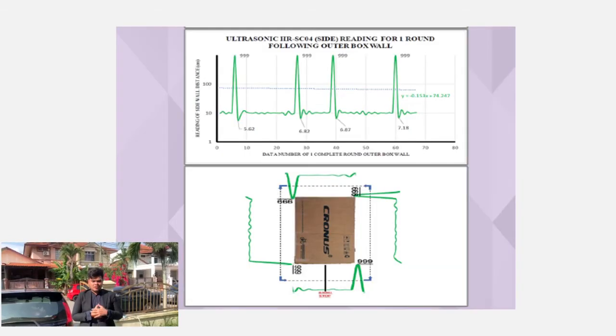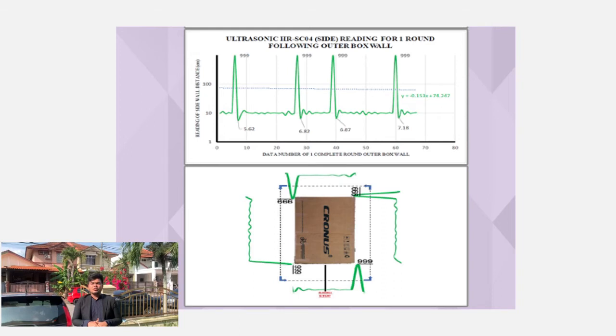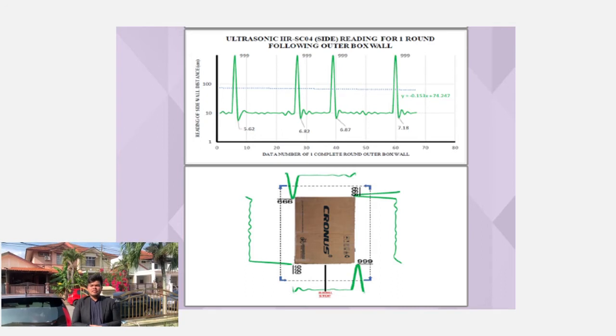The next graph is the ultrasonic HC-SR04 reading for one round following the outer box. As you can see, the plotted graph is for the left side ultrasonic sensor only. It illustrates the movement of the robot. The 999 cm shows the reading of the ultrasonic when it turns. It shows the turning point, when the robot does not detect the wall at all. That's why it's 999 cm; I set it in the coding as a return value for the ultrasonic.